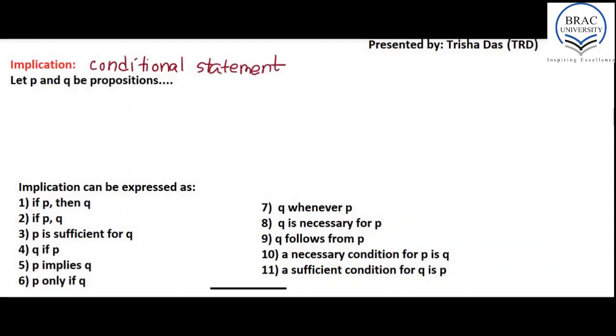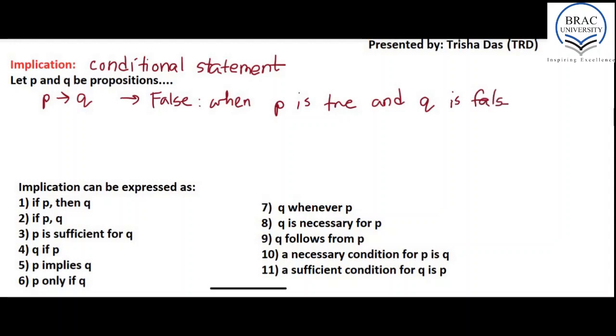So let P and Q be two propositions. The implication, or we can write this like this: P implies Q. This is the implication, and this is a proposition that is false when P is true and Q is false, and true otherwise.